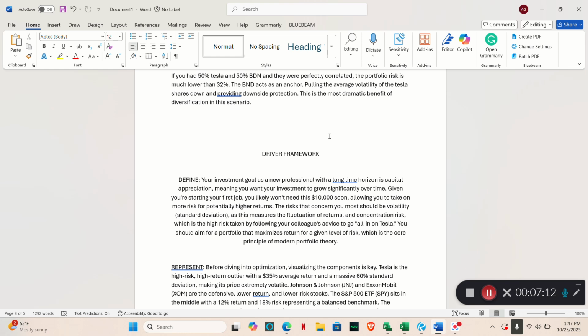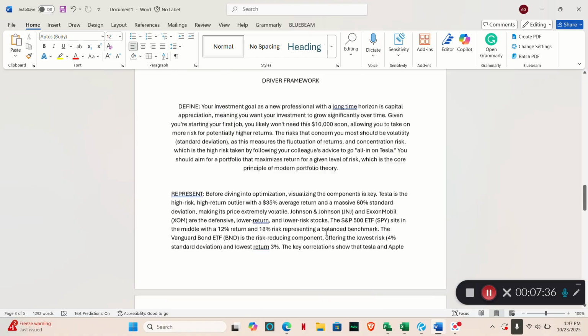The risk that concerns you most should be volatility, known as standard deviation, as this measures the fluctuation of returns, and concentration risk, which is the high risk taken by following your colleague's advice to go, quote unquote, all in on Tesla. You should aim for a portfolio that maximizes return for a given level of risk, which is the core principle of modern portfolio theory.